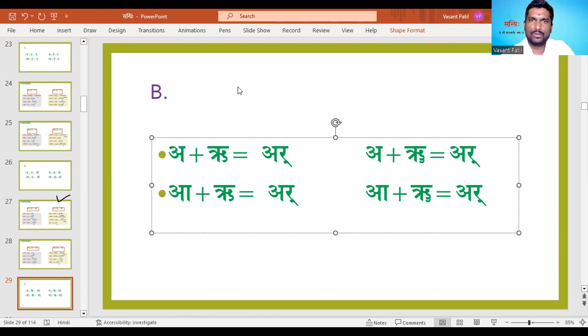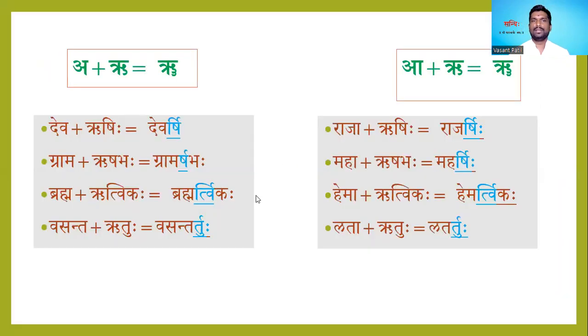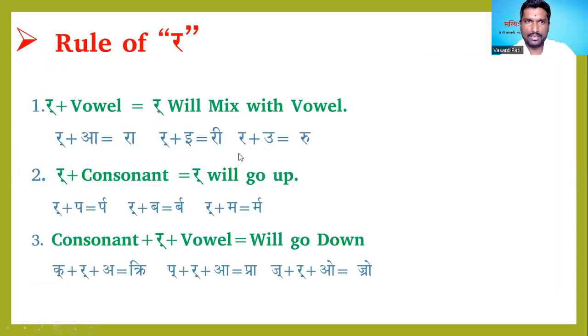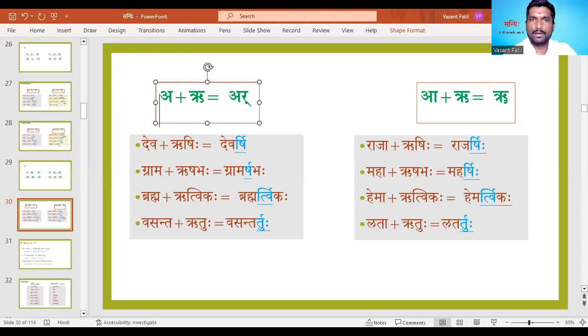Nothing else. No need to worry. Chalo, we'll see the example. Beautiful example. A plus ru will become ar. What is that ar? And this r rule also I will explain. A plus ru will become ar, and a plus small ru also becomes ar only.